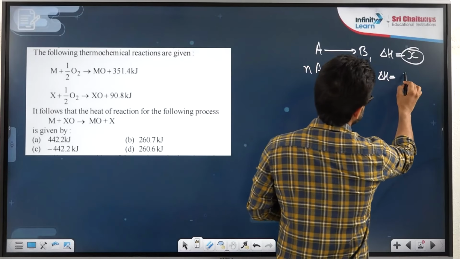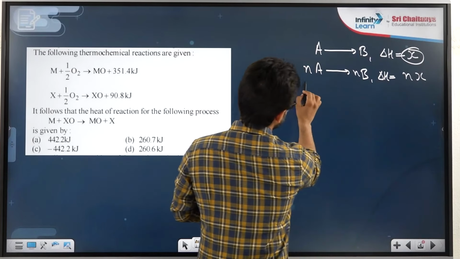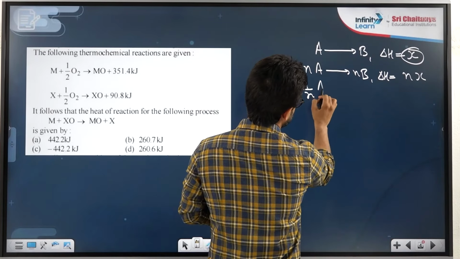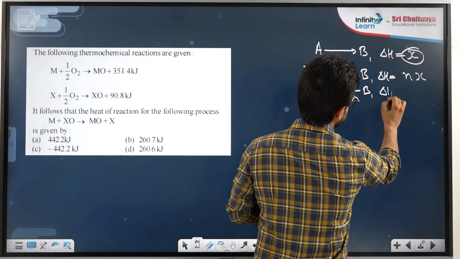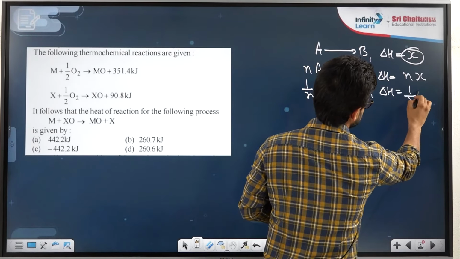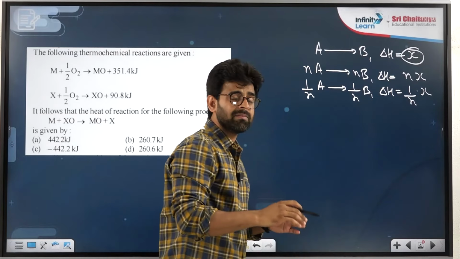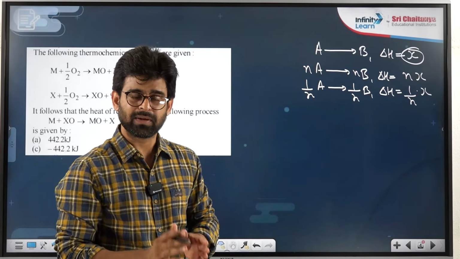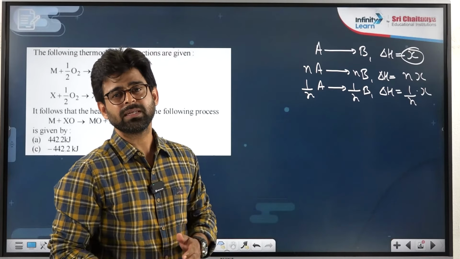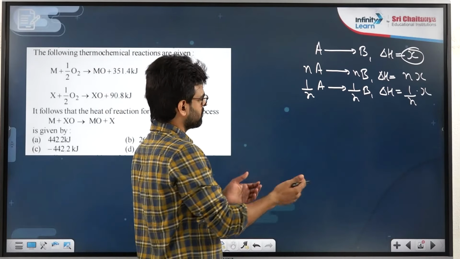So what will happen here? It becomes Nx. If I divide my equation by Na and Nb, you will see delta H will be 1 by Nx. And I am able to do this because enthalpy is an extensive property. That's why the delta H depends on the number of moles, how many moles we are taking.